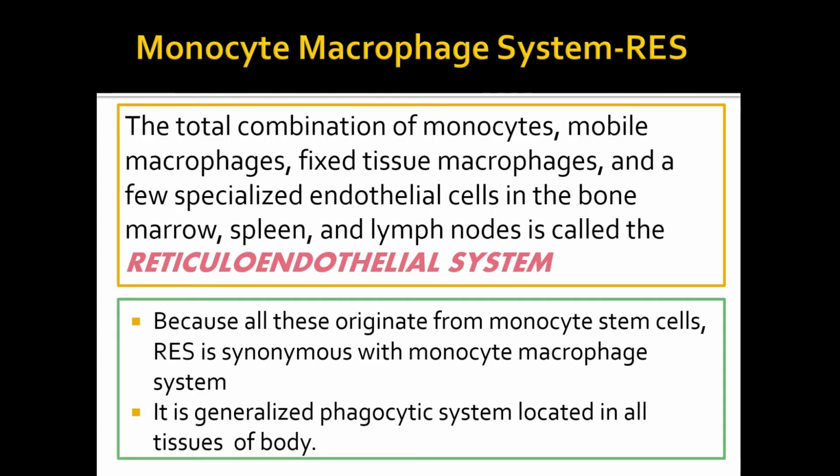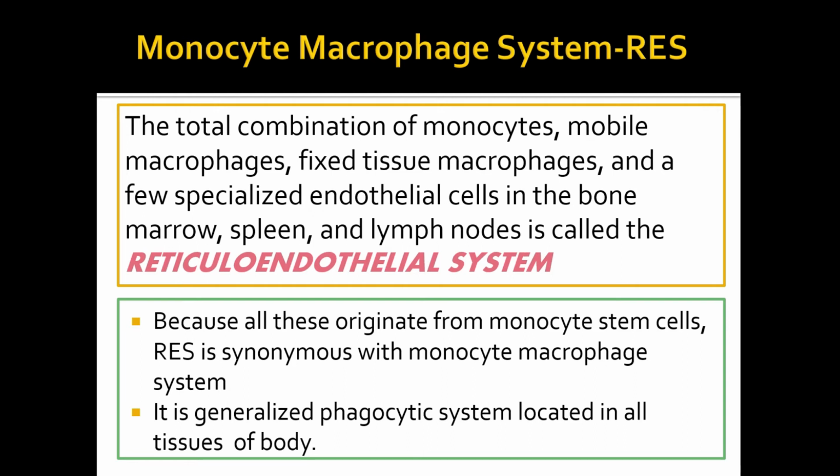But before the total combination, what is the monocyte macrophage system made up of? You can say it is made up of basically the monocytes, mobile macrophages, fixed tissue macrophages, and a few specialized endothelial cells in the bone marrow, spleen, and lymph nodes. All this is collectively called the reticuloendothelial system.